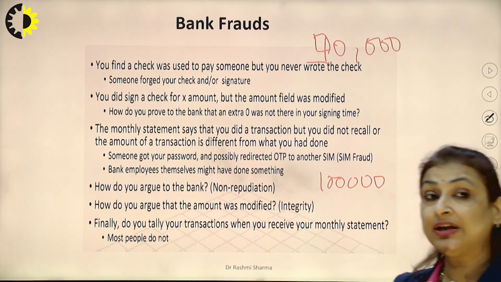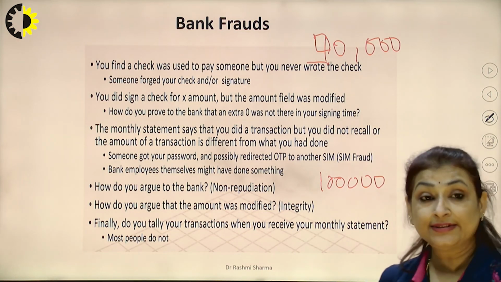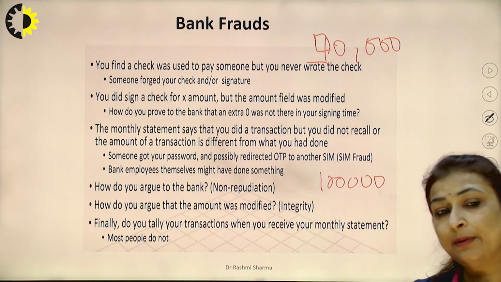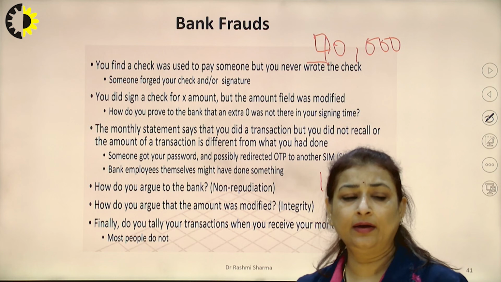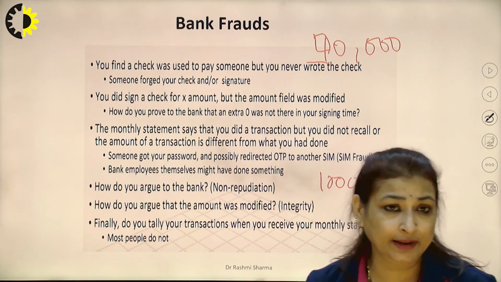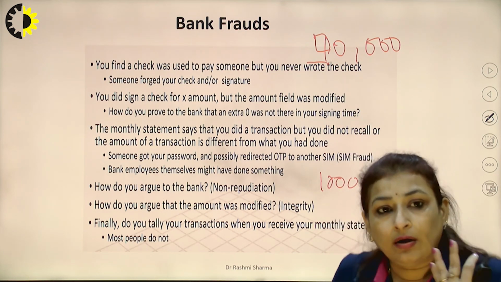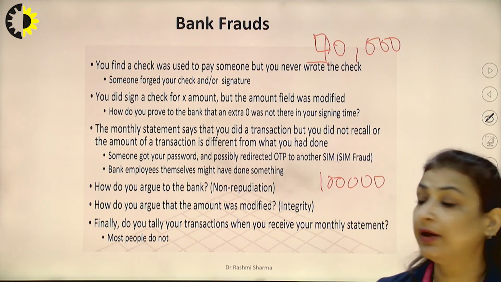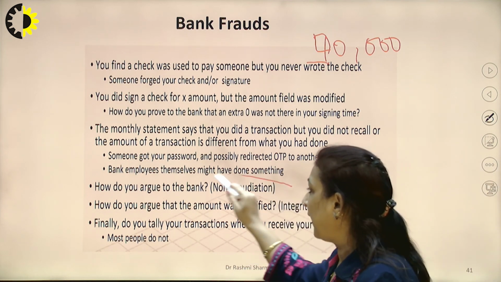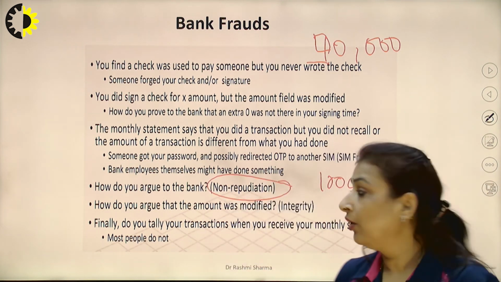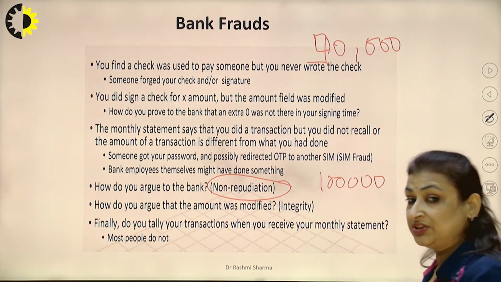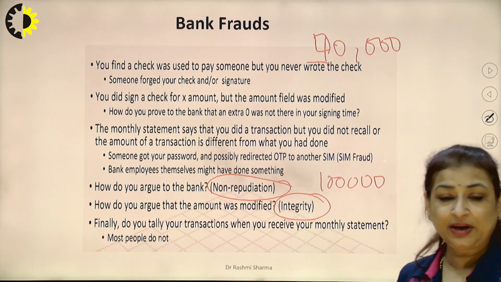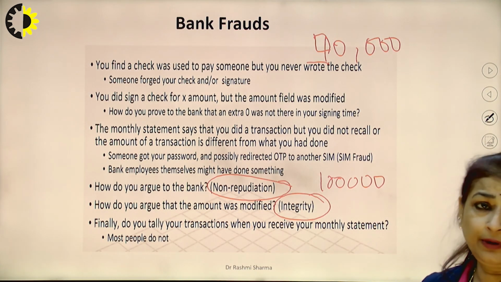So unless we see the monthly statement, we don't know that some fraud has been done in the bank. And when we go and tell the bank that the fraud has taken place, they don't accept that it was done by them, because they tell you they did not make those changes. So you have to agree with what the bank is telling you, that is non-repudiation. Obviously we have to agree on the amount which is modified by the bank, that is the integrity. And finally we receive a monthly statement, look into it and see whether that transaction was done or not.